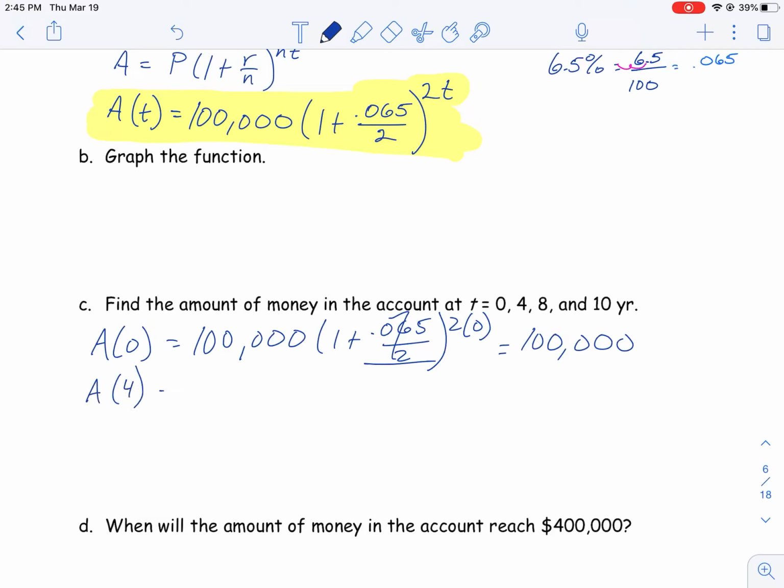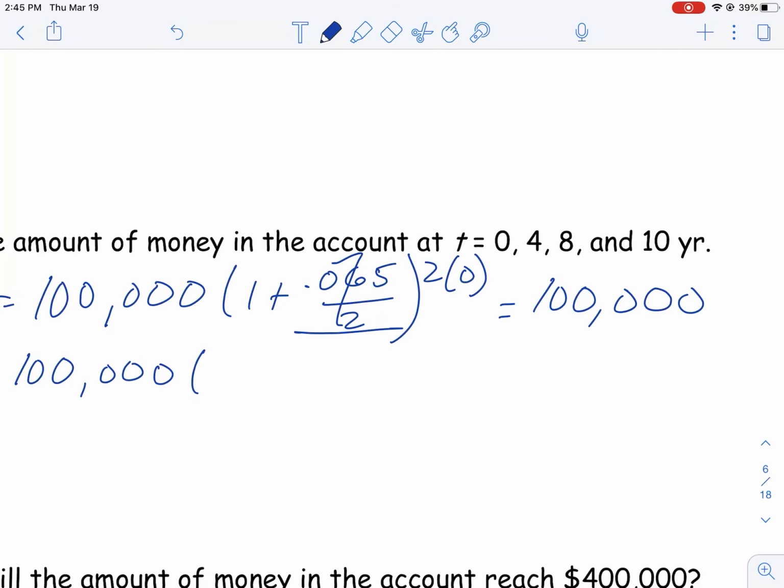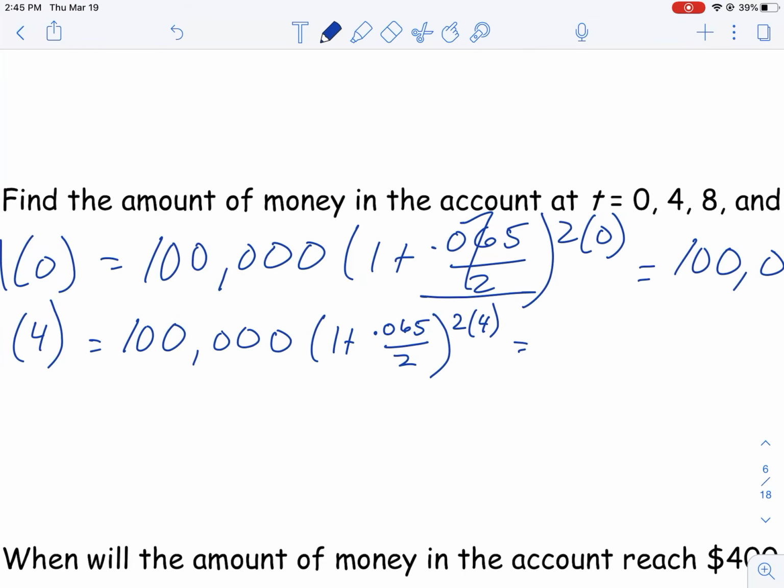Now A of 4. All right, so we plug in 100,000 times 1 plus 0.065 divided by 2, to the 2 times T, which is 4. This one, it makes sense to plug into your calculator. When you do that, you're going to get about $129,158. How would you like to have an extra $29,000 in 4 years, and all you had to do was invest your money? The hard part is getting that initial 100,000, right?